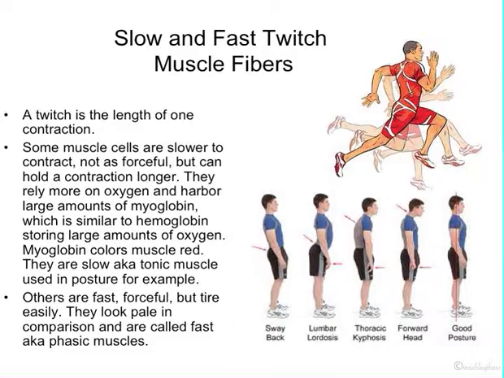But what's interesting, myoglobin is so strong at attracting oxygen that when the blood goes by the muscle, it just sucks the oxygen out of the hemoglobin into the myoglobin. That's really a cool way for muscle to get a lot of oxygen fast. Myoglobin colors the muscle red, so these tonic muscles, these postural muscles, are redder in the way they look. And then we have other muscles. They're fast and forceful, but they tire easily. They look more pale in comparison and are called fast and also phasic muscles. And then we have these intermediate muscles, and they come in a whole bunch of variety.